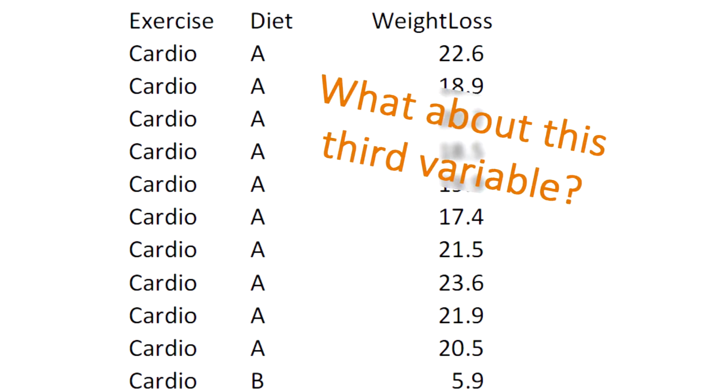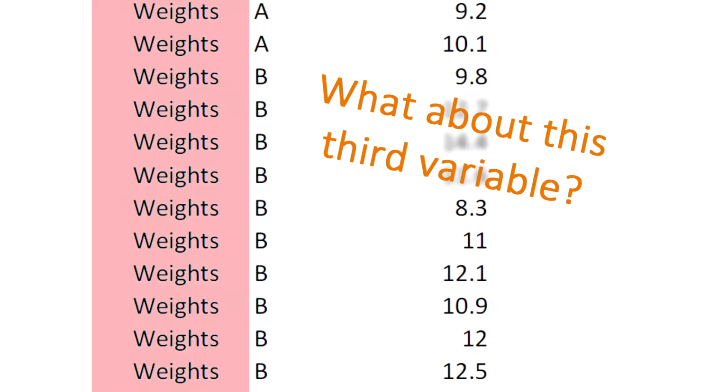But what about our third variable, exercise program? Would we get the same results in terms of the association between diet and weight loss for those participants using cardio and those participants using weight training?